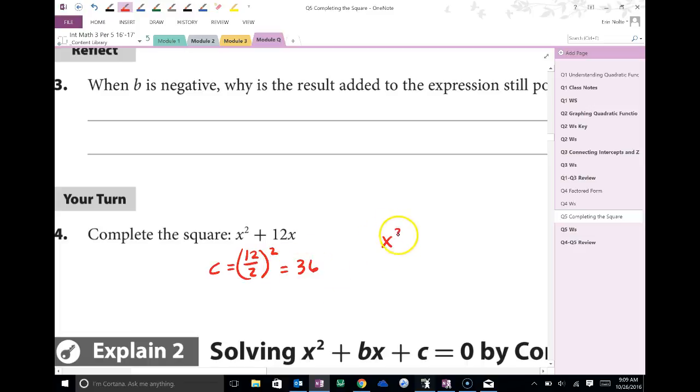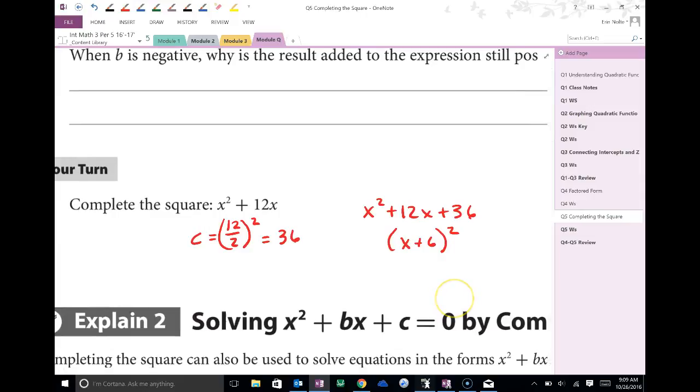So if I have x squared plus 12x plus 36, what does that factor into? What two numbers multiply to 36 and add to 12? Oh, that was my first example. Math people are not creative, let's just say.